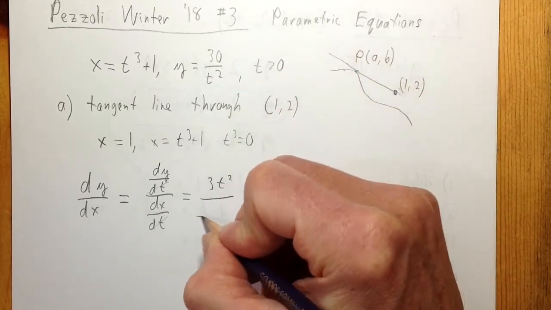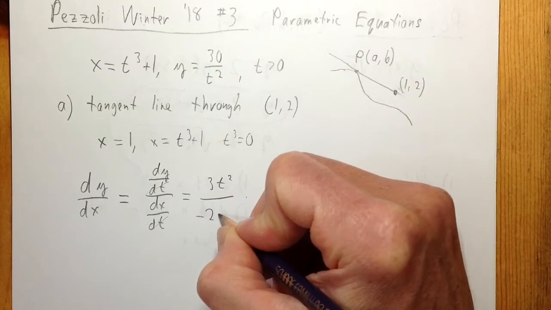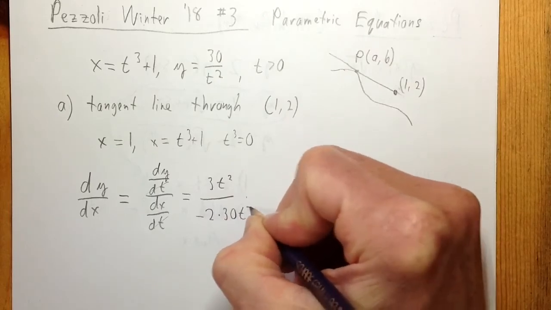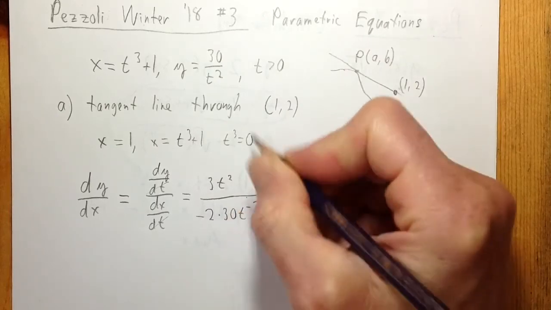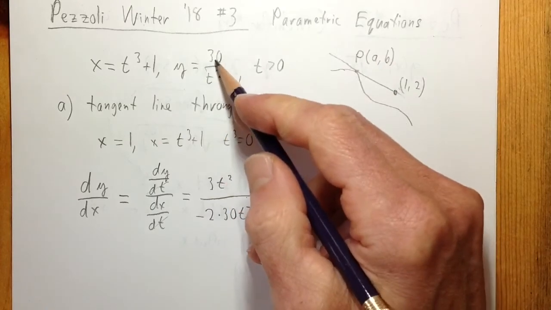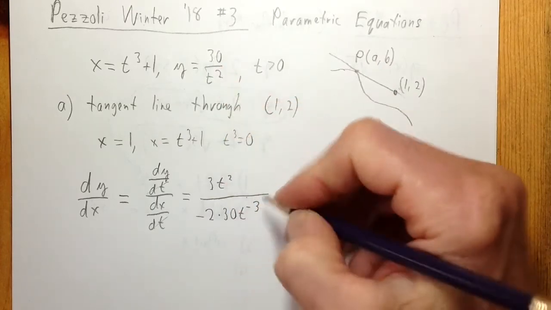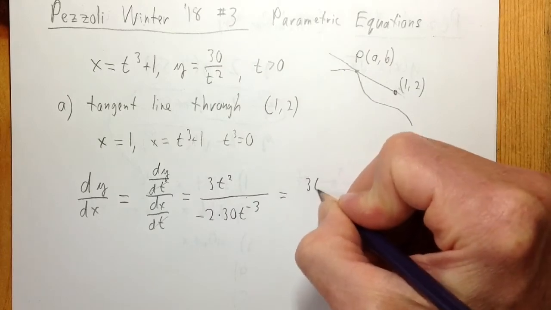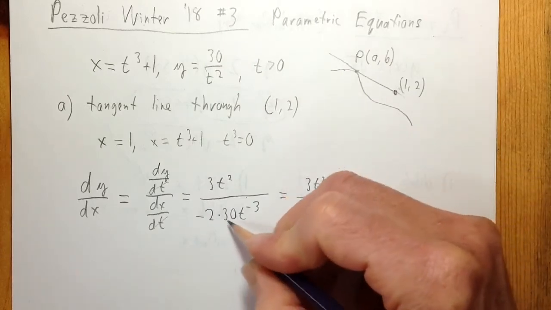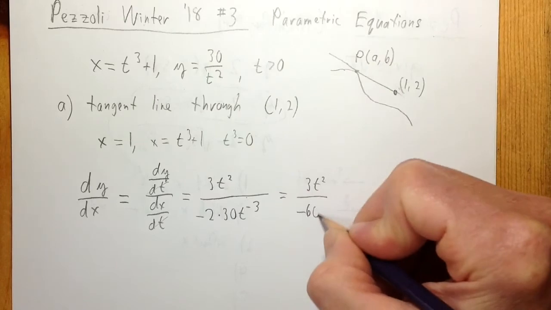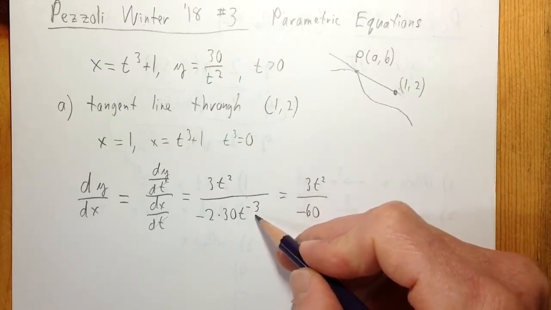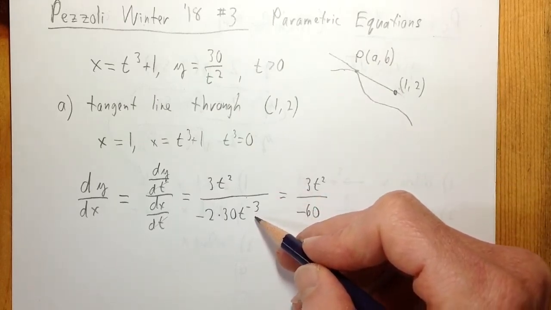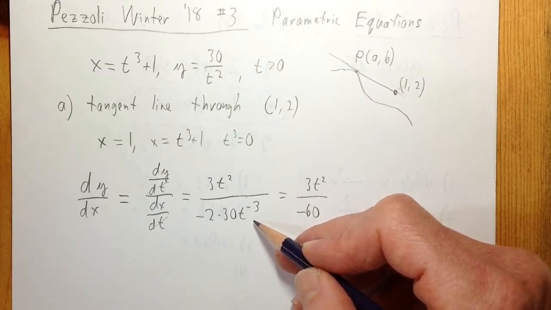So dy/dt would be negative 2 times 30t to the negative 3, right? Negative 2, take away 1 from the negative 2. Writing that again, 3t squared over negative 60, with t to the negative 3 in the bottom. That's the same, and I just realized that I did this upside down.